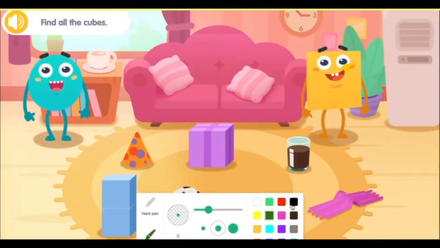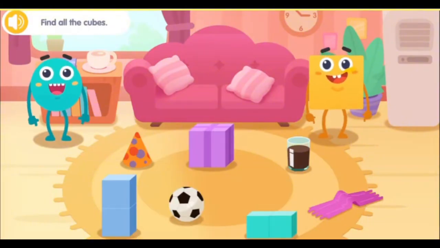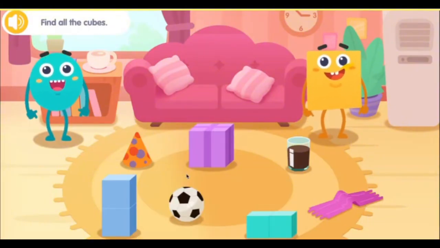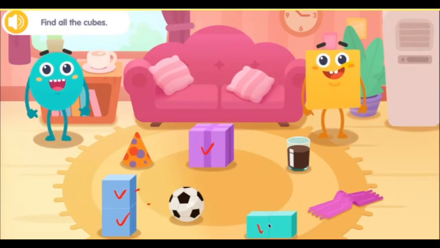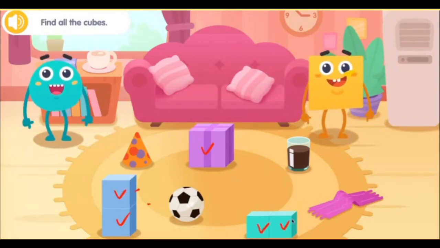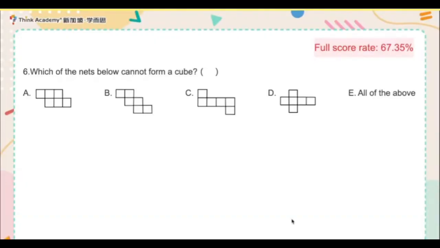How many cubes are there? Okay, you see 1, 2, 3, 4, 5. 5, right? Okay, good job. Then this time we're gonna talk about the sixth question. It is about the nets of the cube.